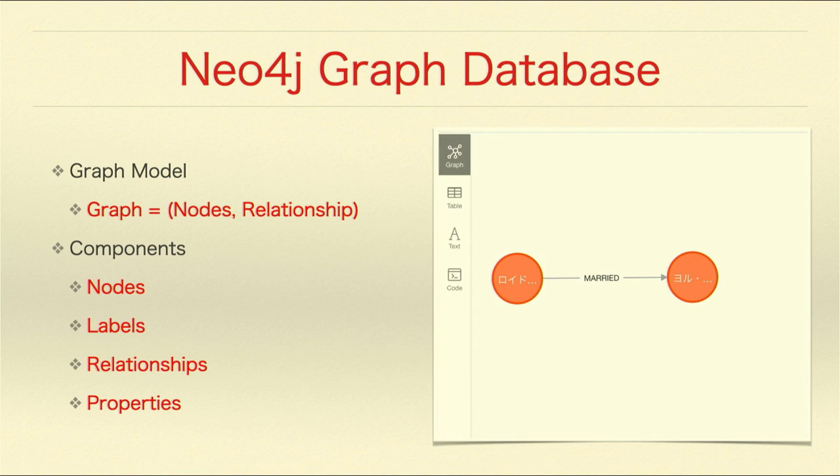Okay, what is a graph database? The graph model is here: graph equals nodes and relationships. It has just four components. One is nodes, labels, and relationships, properties. Just four components in a graph database.